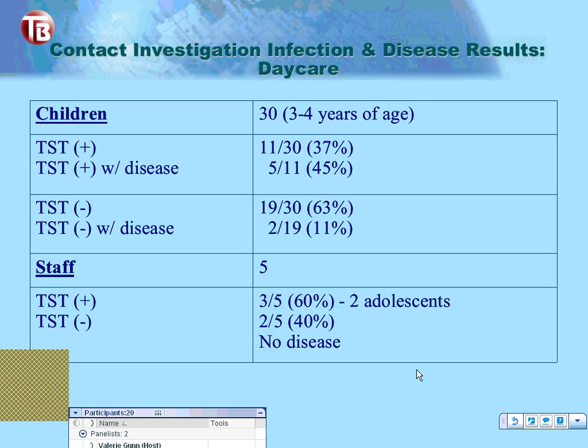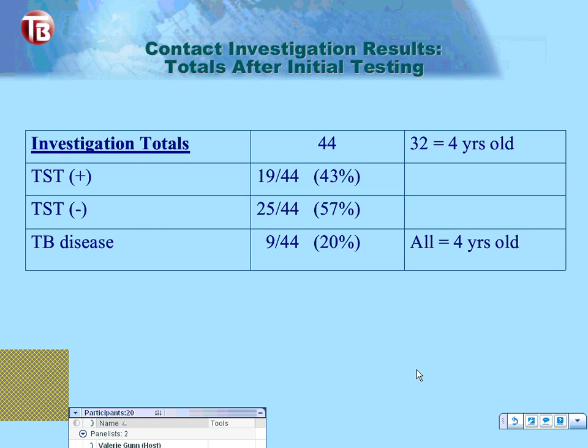So now we have 7 children from the daycare center and 2 from household and social contacts, in a total of 9. Among the staff, 3 out of the 5, or 60%, had a positive skin test, and 2 had negative skin tests. None has active disease. So in total, 45 high priority contacts were identified. 32 of them were less than 4 years of age.